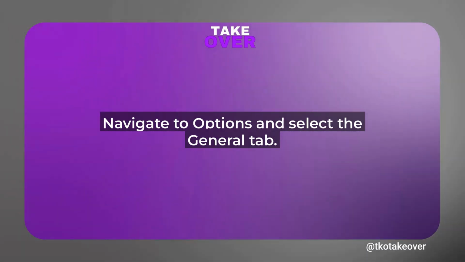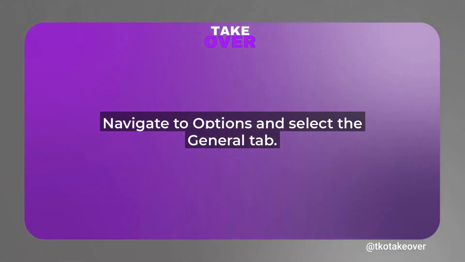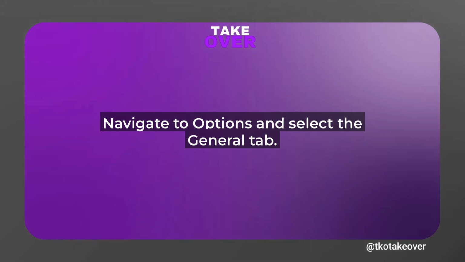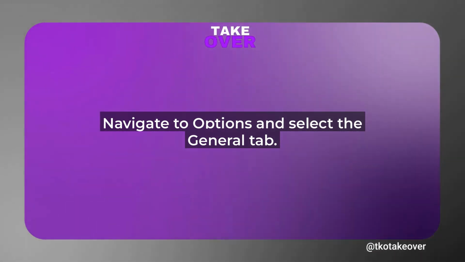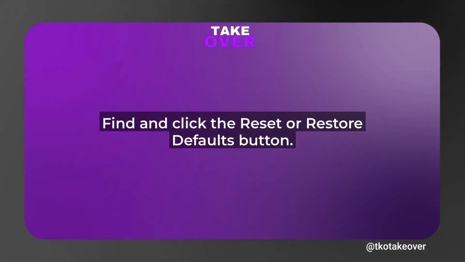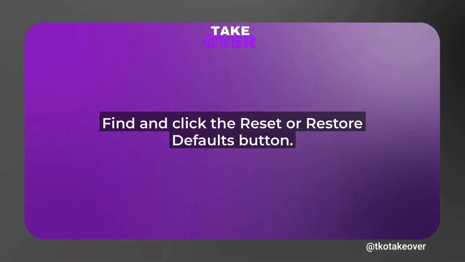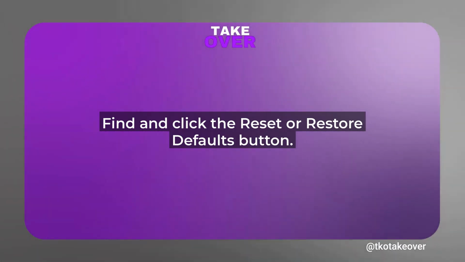Next, in the Options window, navigate to the General tab. Here, you'll find a section for Reset or Restore Defaults. Click on that, and Outlook will prompt you to confirm the action. Be cautious. This will reset all your custom settings, like themes, signatures, and layouts, back to factory defaults. If you're ready, hit Yes or Confirm.